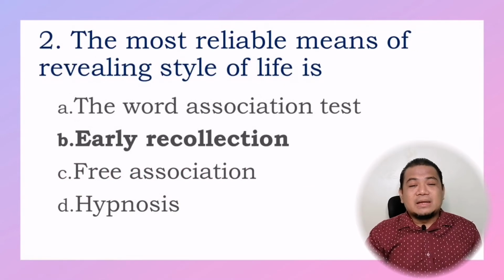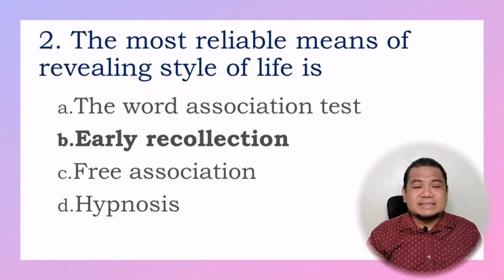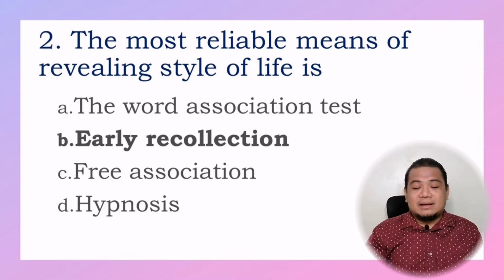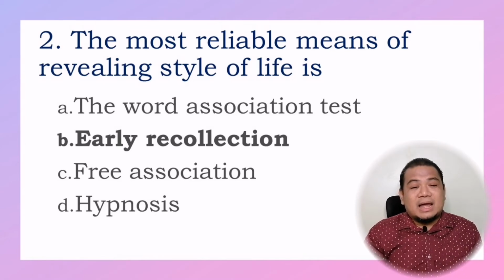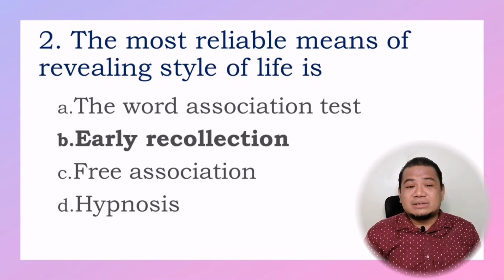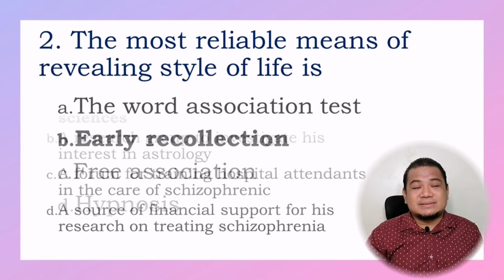Number 2. The most reliable means of revealing style of life is. The answer? Letter B. Early recollection. Adlerian therapy uses birth order, early recollection, and dreams to foster courage, self-esteem, and social interest.